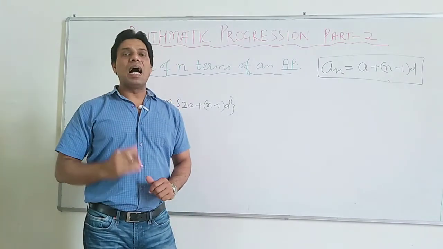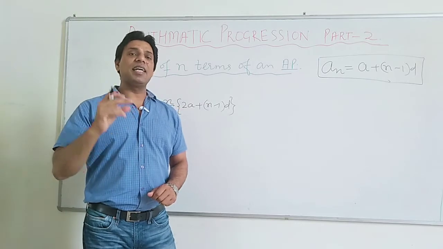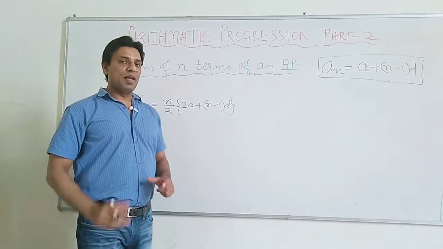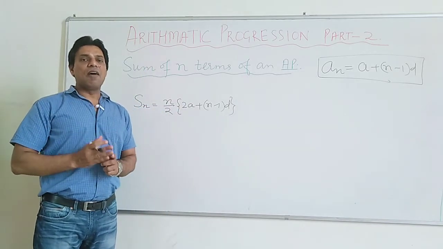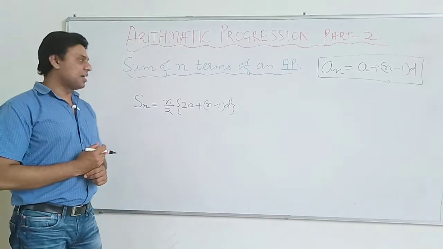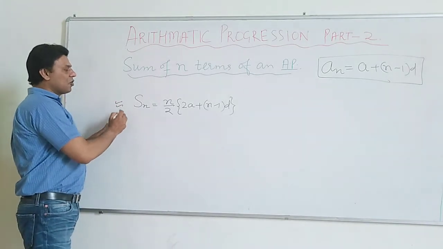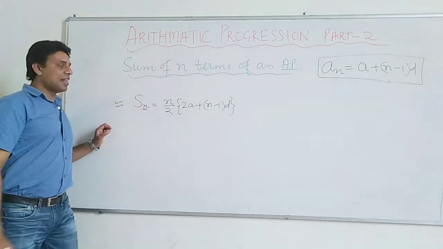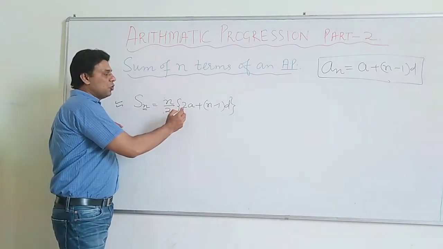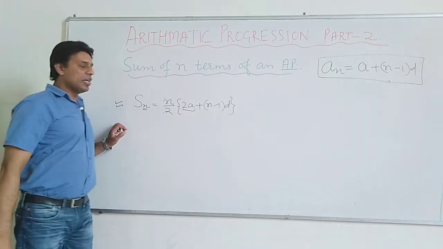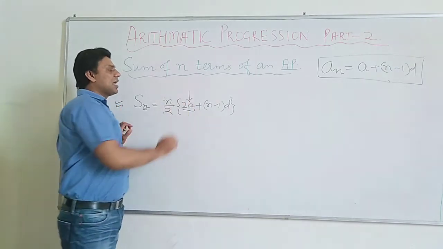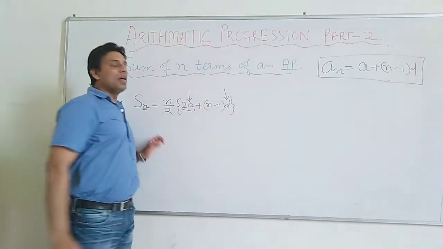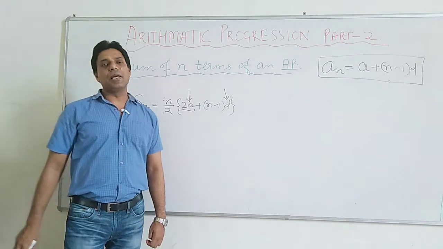In this video, I am going to teach you how to find the sum of n terms of an AP. So this is the formula for the sum of n terms, and the formula is n by 2 into 2a plus n minus 1 into d, and remember that a is the first term of an AP and d is the common difference of the same AP.